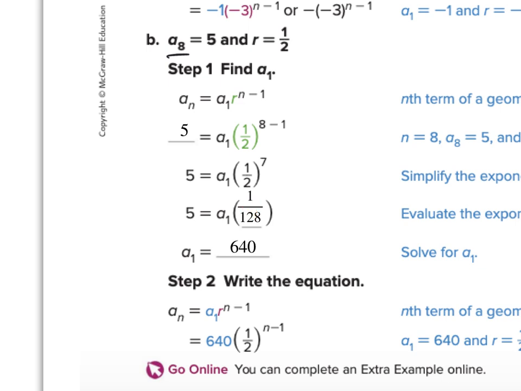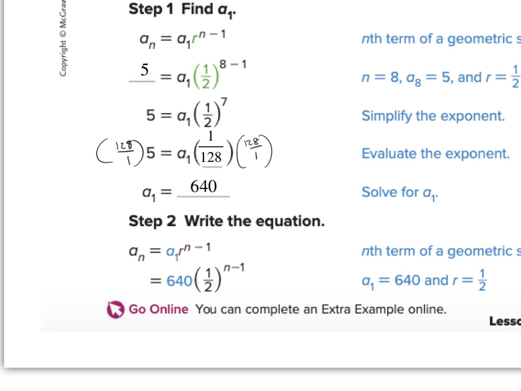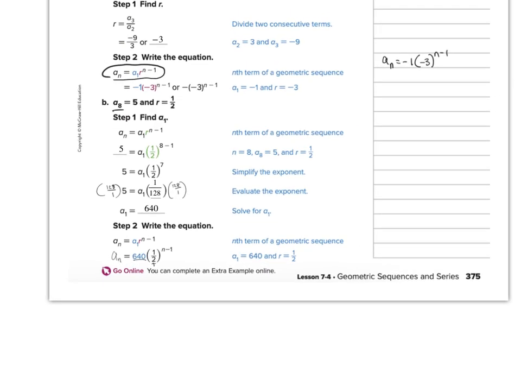Here we get 1/128, so how do you fix that? Well, you multiply by the reciprocal, or you cross multiply, however you like to do it, to continue simplifying this fraction or this equation. And then we end up with 640/1. That is my starting point. So A1 is 640. We have the ratio, and then there you go. That is my formula to calculate the sequence.